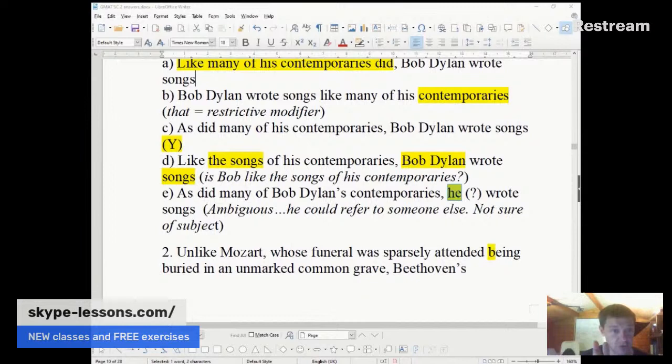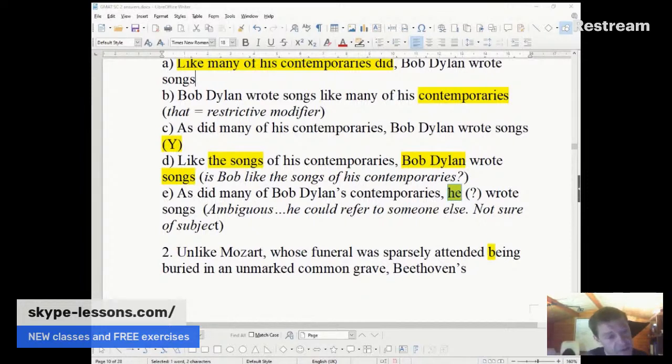So make sure you're clear with your pronouns. If you use a "he," it's got to refer to a man, and not to Bob Dylan's contemporaries. Contemporaries would be "they," of course. It's plural. We can't use that "he" there to refer to Bob Dylan. That's very important: don't put a name in the possessive case. That's a determiner. It's not a noun, and you can't then refer to it afterwards as though it were a noun. So E is out. The "he" is really ambiguous. We don't know who it refers to. Okay, so C is the correct answer there: "As did many of his contemporaries, Bob Dylan wrote songs that became anthems." That's all good. Okay, let's go on to number 2.